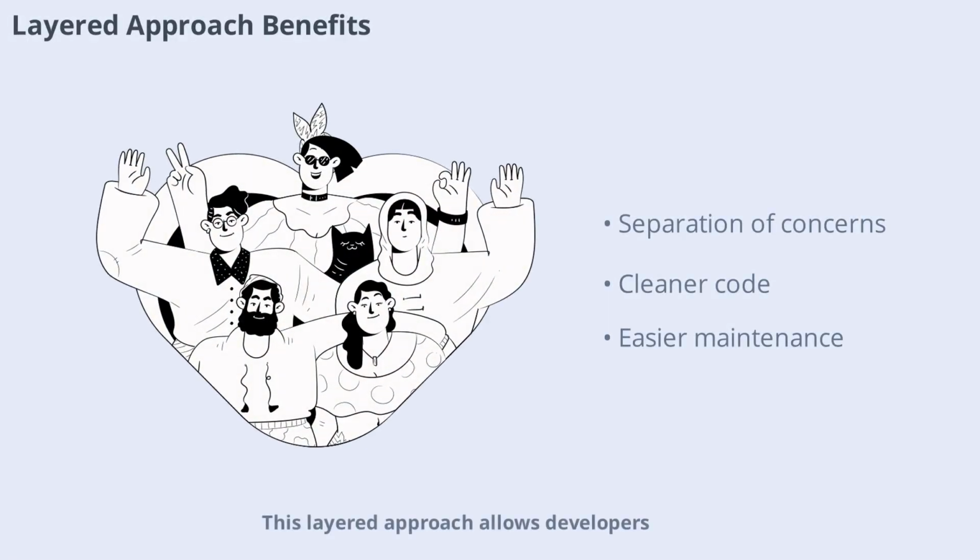This layered approach allows developers to work primarily with high-level abstractions like repository interfaces and service classes. The underlying JPA and Hibernate layers handle the complexities of database interactions. This separation of concerns leads to cleaner, more maintainable code and makes it easier to adapt to changing requirements.